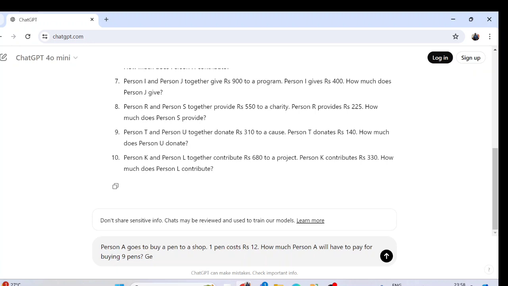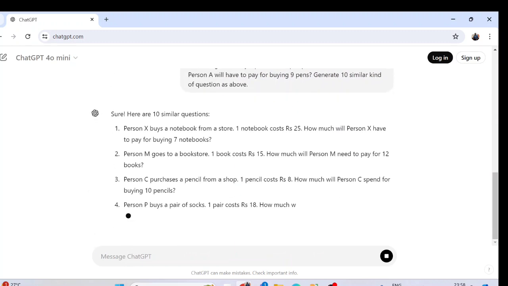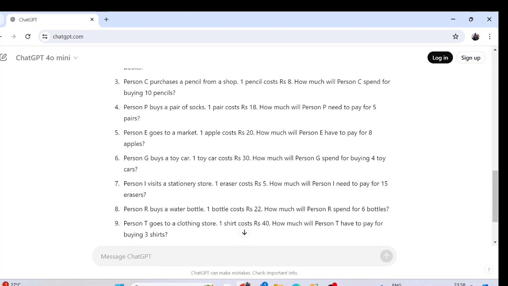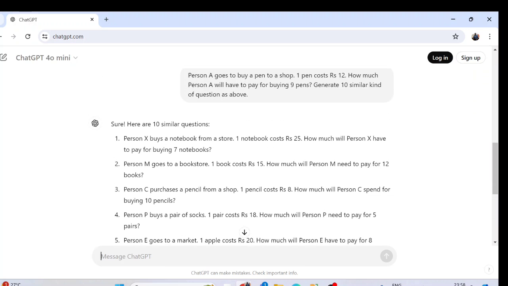Now we will write: generate 10 similar kind of questions as above. Okay, now write and press enter. Now see, all the 10 questions are in front of you. Now you can give all these questions to your kids to practice. Now person X buys a notebook from a store. One notebook costs Rs 25. How much will person X have to pay for buying 7 notebooks?